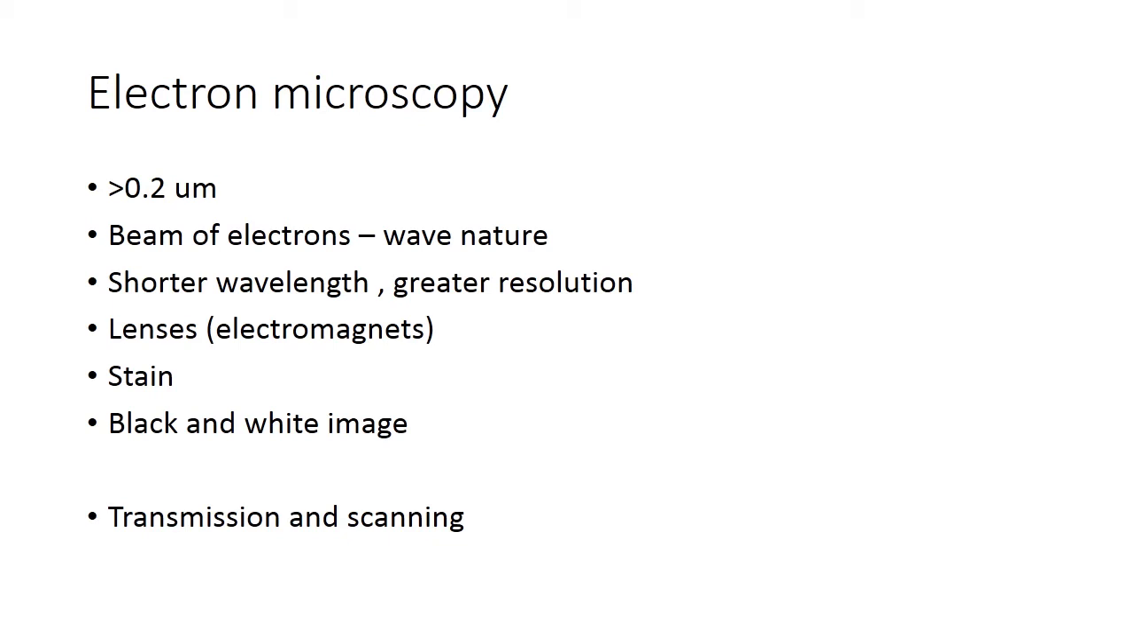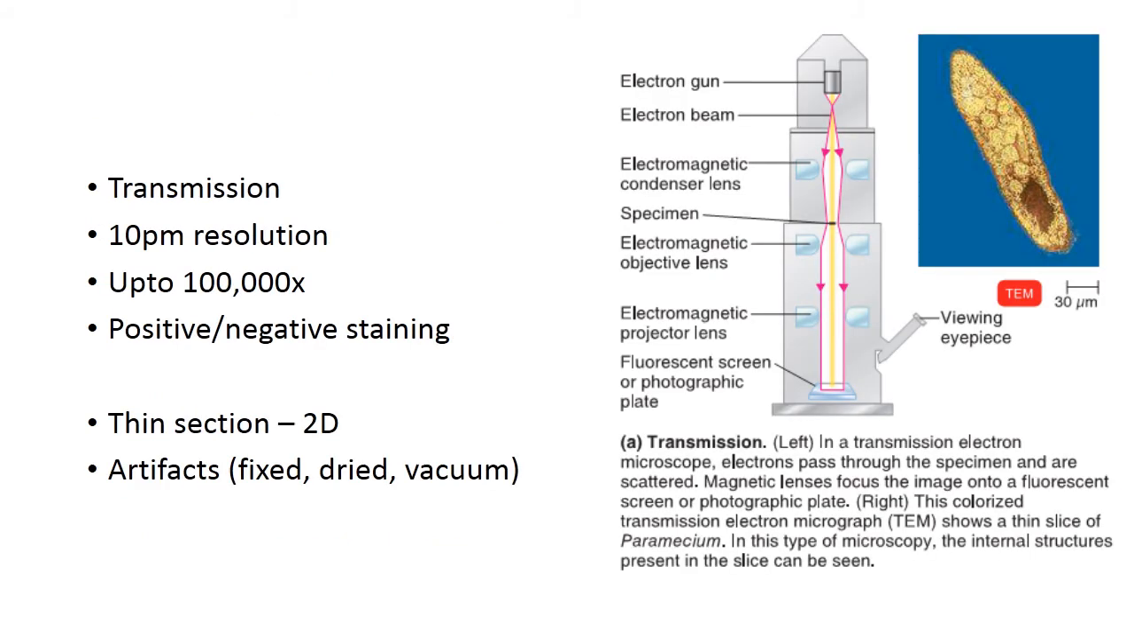The two important methods of electron microscopy are transmission and scanning electron microscopic techniques. So now we are going to look at the first one, transmission electron microscopy. In this method, there is a source of electrons. As you can see in the diagram, this is an electron gun. The electron gun is a source of electrons.